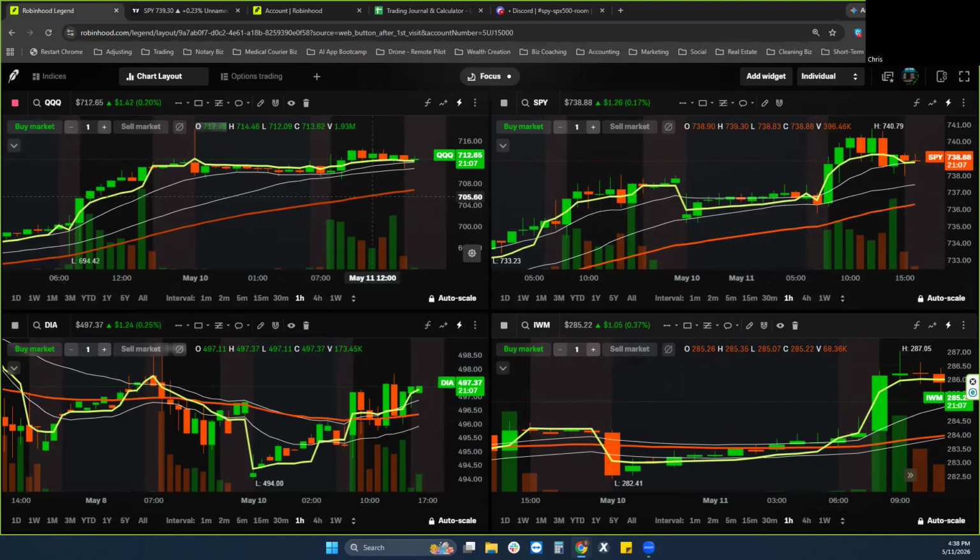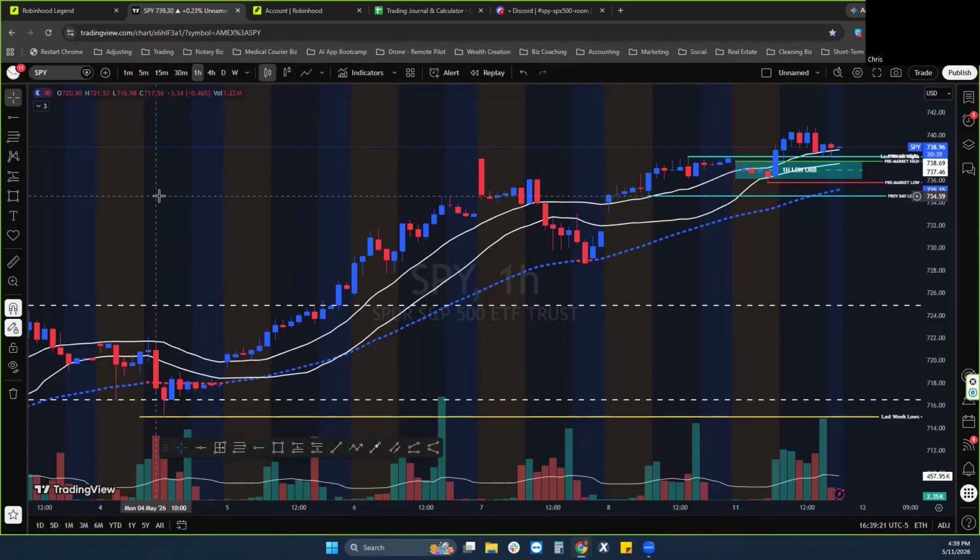If we look over here at the QQQs, we have that same candle with a wick at the bottom and then body formation. However, that wick and that body are much smaller, meaning there aren't as many buyers on the QQQs pushing the price up, whereas over on the SPY we have more buyers pushing price up. So we took a trade on SPY today. Let's go over to TradingView and take a look.